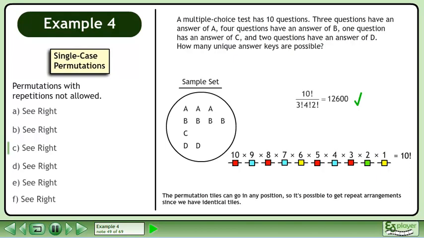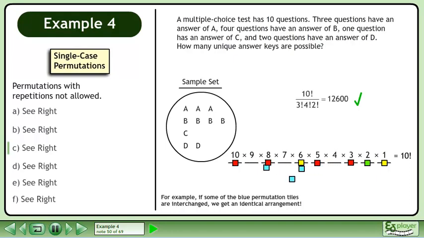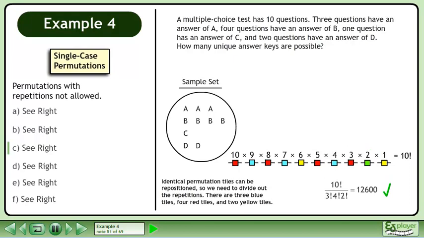The permutation tiles can go in any position, so it's possible to get repeat arrangements since we have identical tiles. For example, if some of the blue permutation tiles are interchanged, we get an identical arrangement. Identical permutation tiles can be repositioned, so we need to divide out the repetitions. There are 3 blue tiles, 4 red tiles, and 2 yellow tiles.